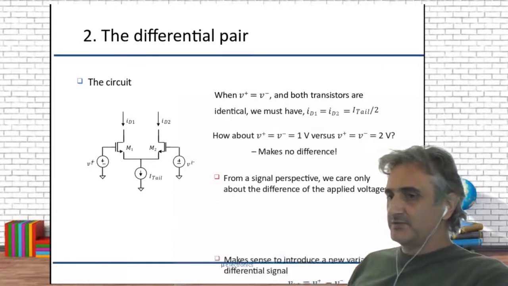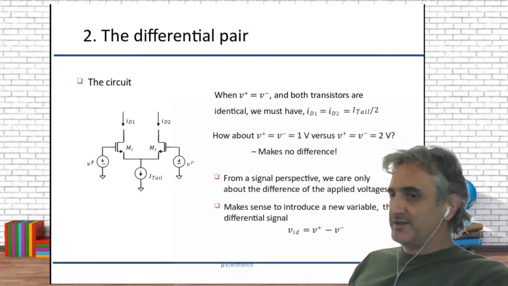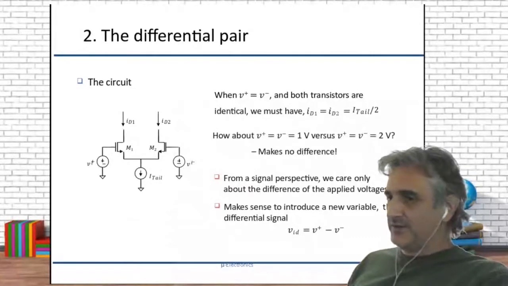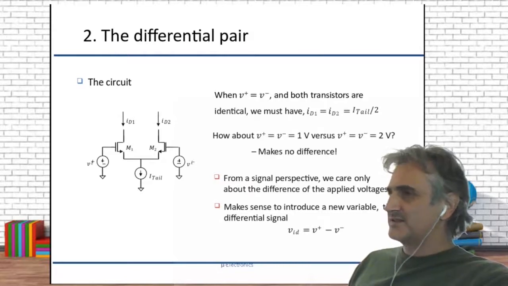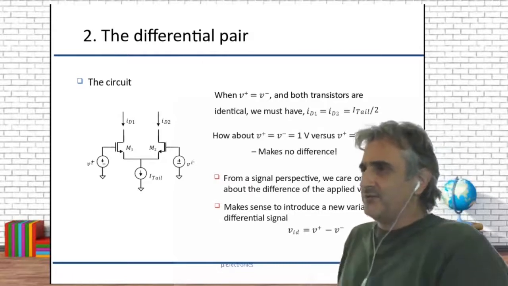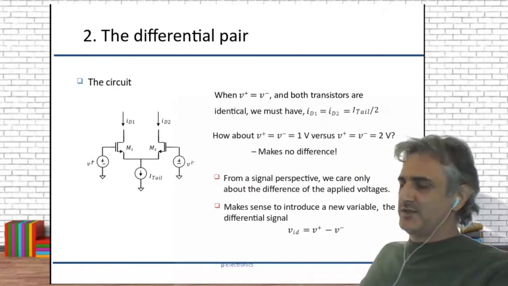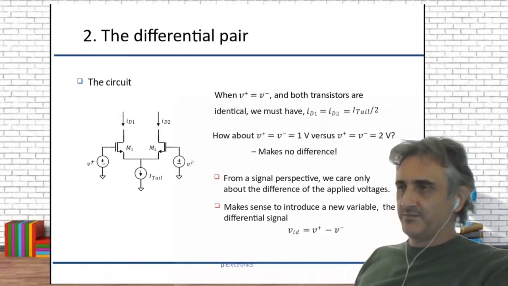This is what we call the differential signal. The I is input and D is differential here in this signal. VID means the differential voltage at the input, and is defined just as V plus minus V minus. It's kind of the idea of the small signal. It's not the small signal, but it's very similar.